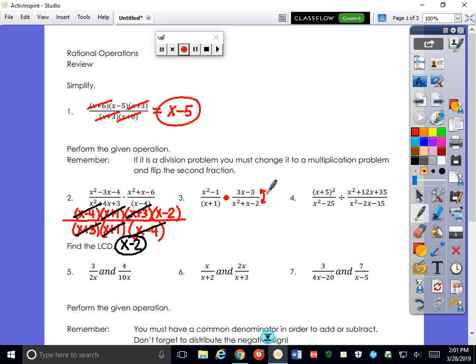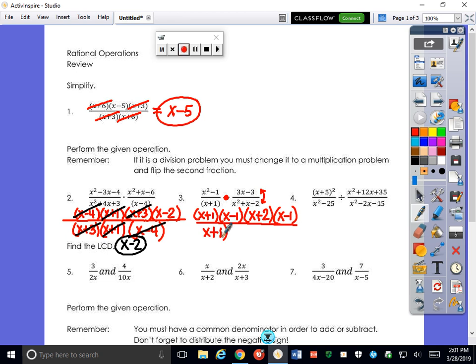Okay, so let's factor the first one, which is going to be x squared minus 1. That's going to become x plus 1 and x minus 1. The denominator of the first fraction stays as the denominator. You're only flipping the second fraction. Okay, so that means the denominator of the second fraction goes in the numerator. So that's going to be x plus 2 and x minus 1.